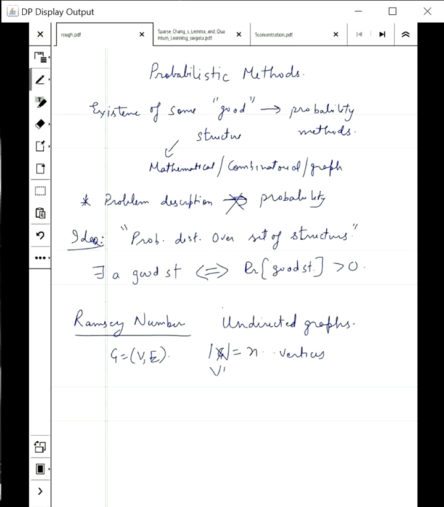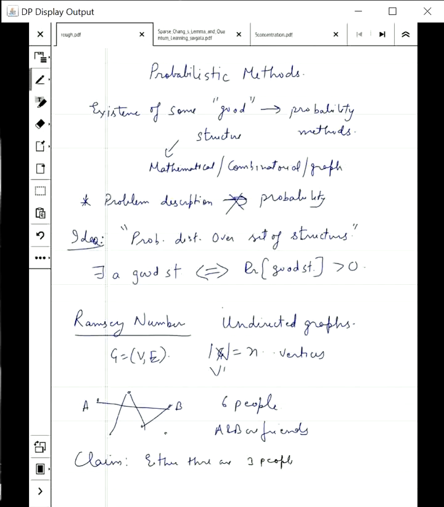Let me put it in a practical problem. You are given 6 people. I make an edge if A and B are friends. So between 6 people, I have a graph which represents friendship between them. The claim is that either there are 3 people who are all friends, or 3 none of whom are friends. You might want to think about this problem, and you can prove it using case analysis. But let's model it in terms of graph theory.